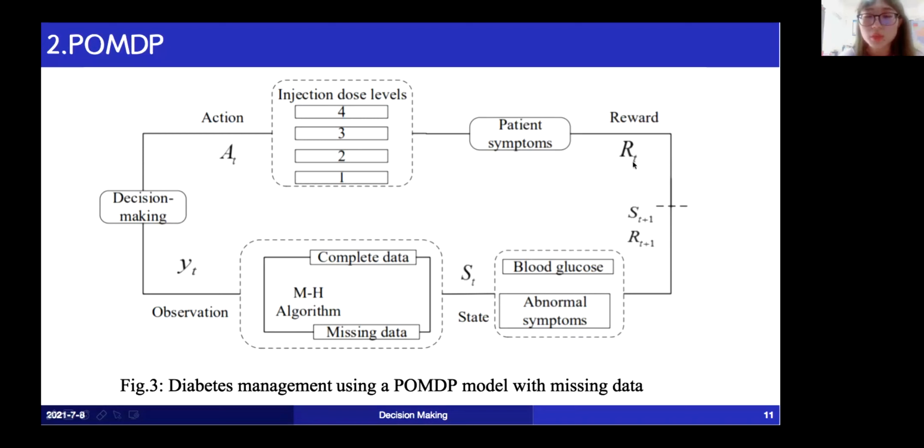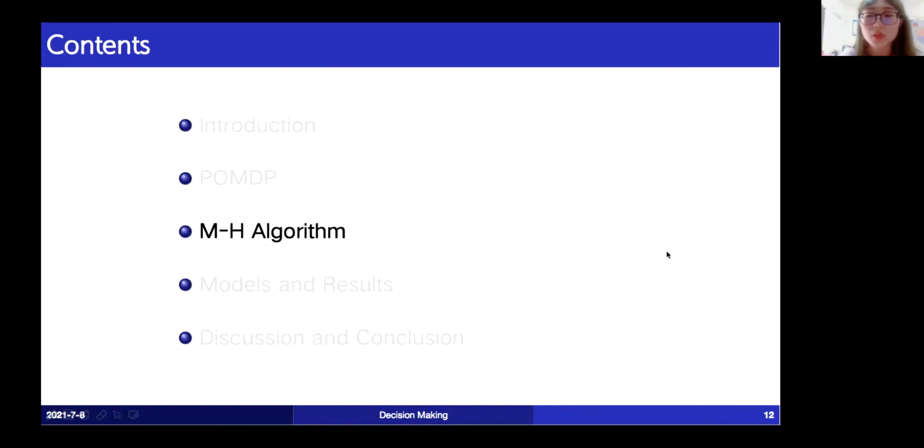At the next step T+1, physicians can understand the therapeutic effect of the treatment plan through the changes of the blood glucose levels and dynamically adjust the treatment plan for the patients. So next, I'll introduce how to solve the issue of missing data.